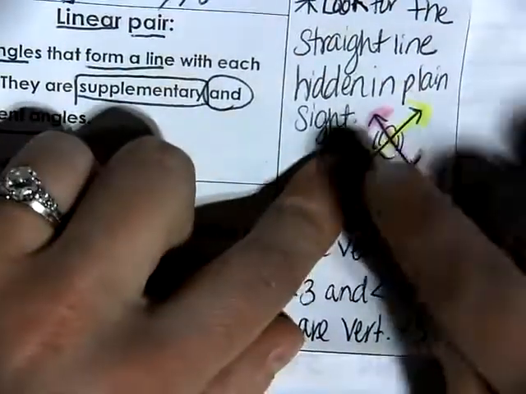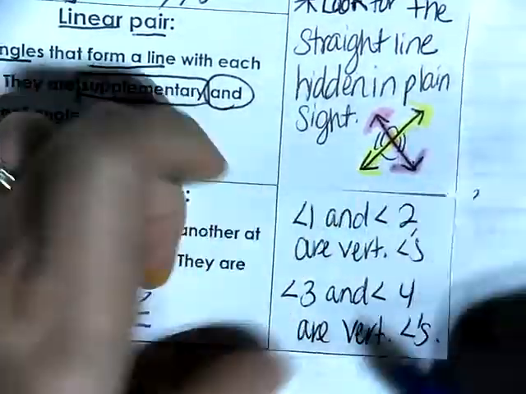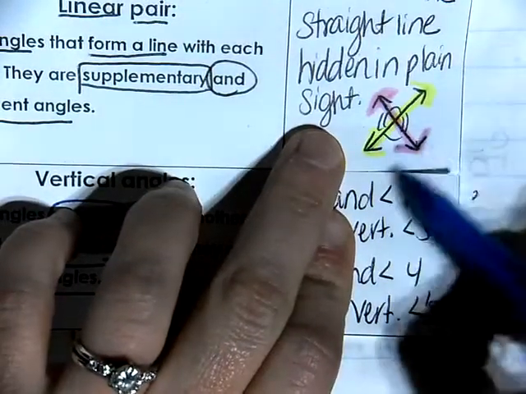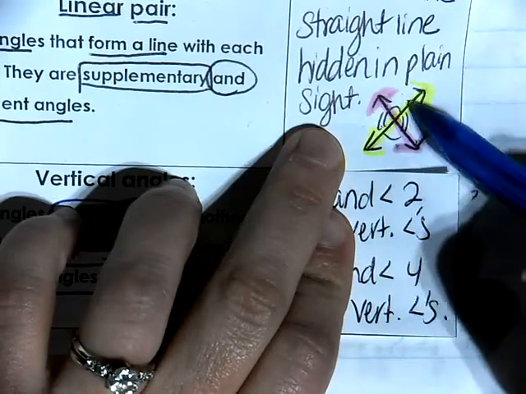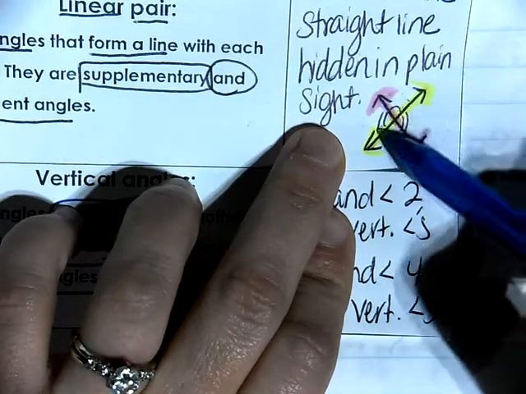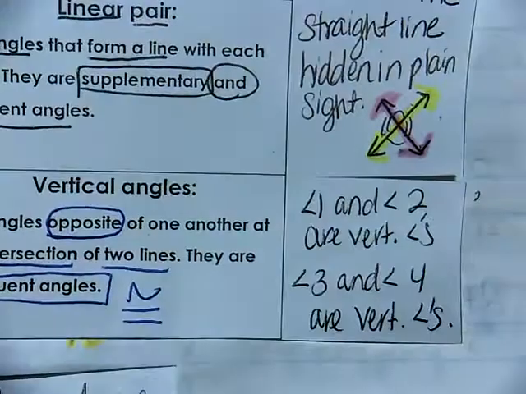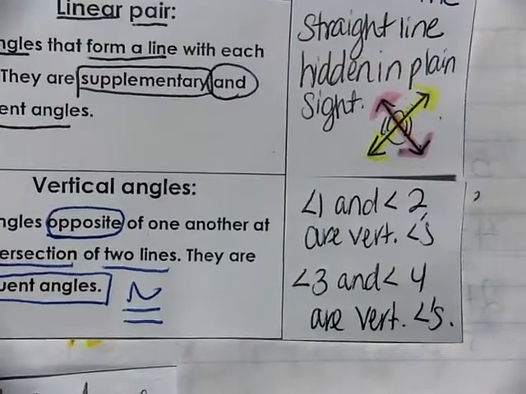Also, look right here. We have a very similar picture to what we just drew down here for vertical angles. So in pictures like these, there will be vertical angles that are congruent and then linear pairs. So there'll be linear pairs throughout and there's going to be vertical angles throughout. So the pictures are going to look very similar, but you have to know what you're looking for.